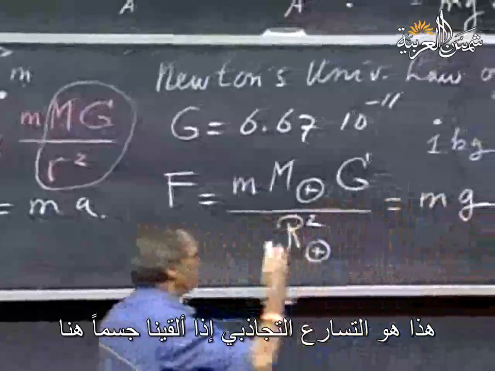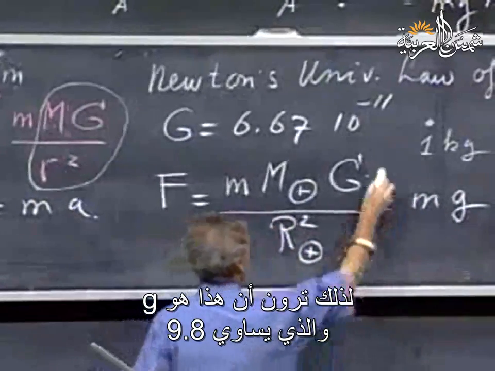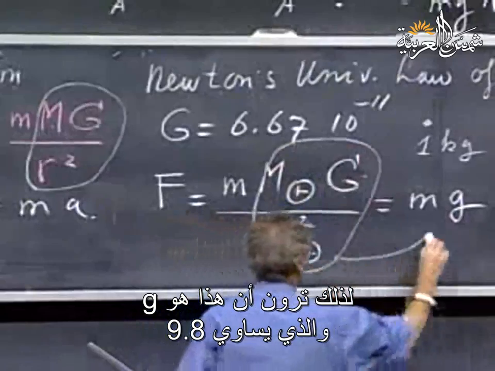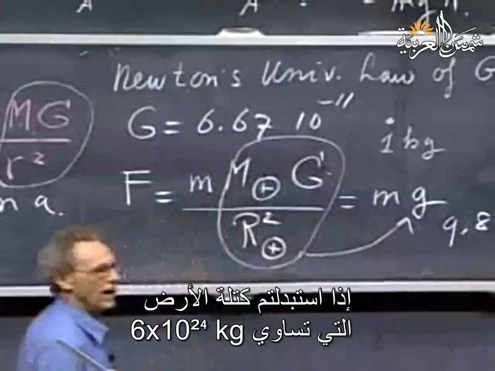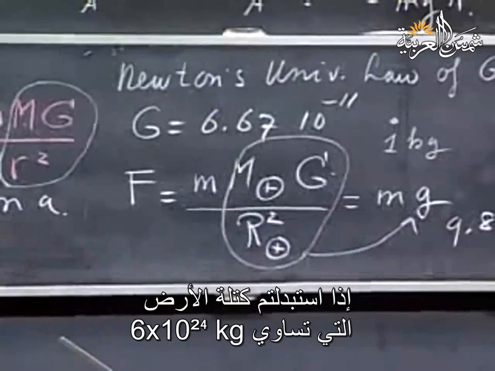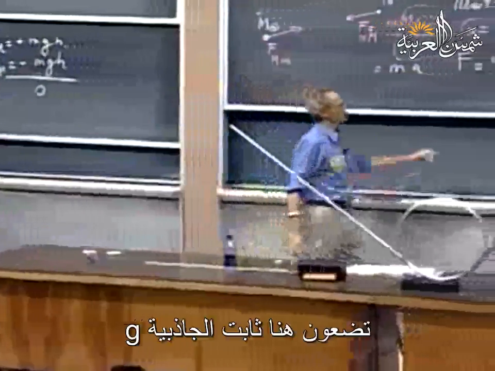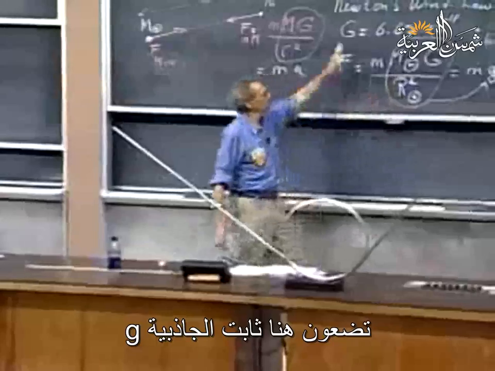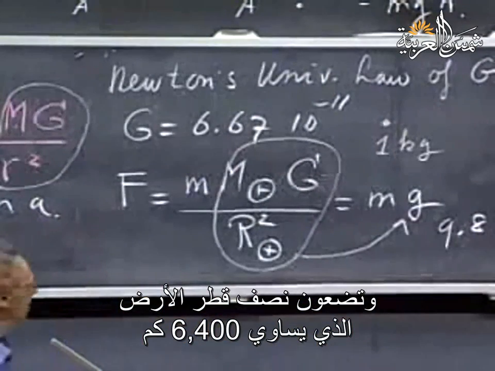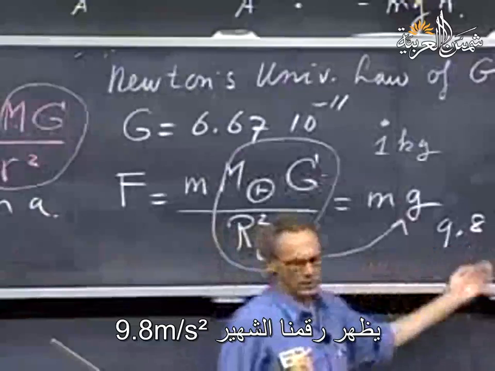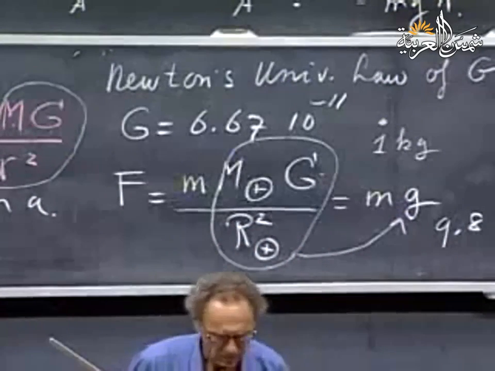That's the gravitational acceleration if we drop an object here. And so you see that this now is our famous g, and that is the famous 9.8. If you substitute in there the mass of the Earth, which is 6 times 10 to the 24 kilograms, put in here the gravitational constant, and put in the radius of the Earth, which is 6,400 kilometers, out pops our well-known number of 9.8 meters per second squared.